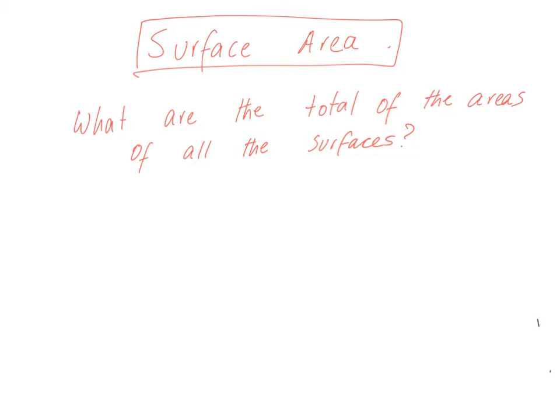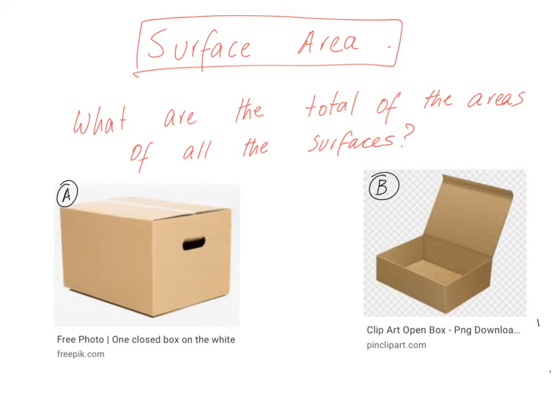So let's say you have a box. If you have a closed box, you've seen both these shapes a million times. So what do we have? We have a length, we have a breadth, so let's mark those. And we have a height. So the volume would be LBH, right? Base area times height.